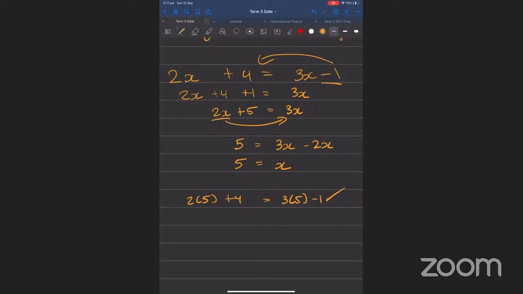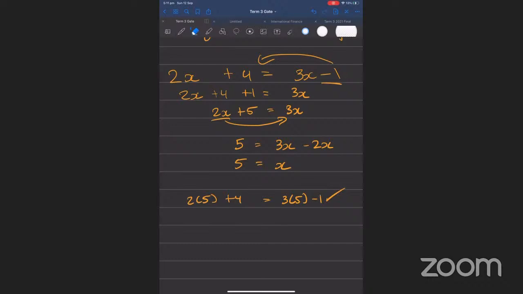So the reason I moved the number to the left-hand side is because if I were to move it the other way around, the answer would look like this. Negative x is equal to negative 5. And then that would confuse a lot of you because you'd have to multiply the whole thing by a negative 1 to get x is equal to 5. So that's the only reason I didn't follow convention here.